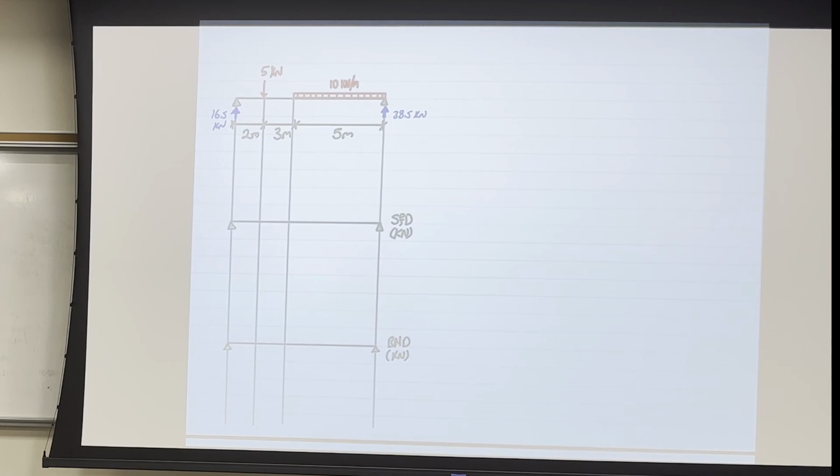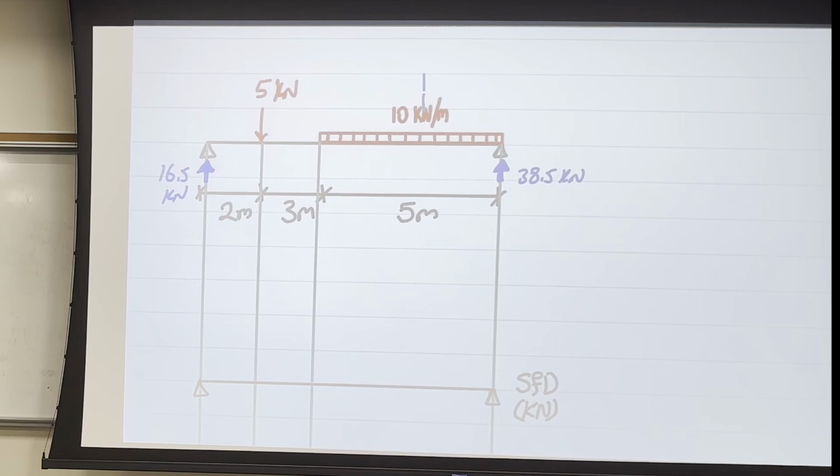At the beginning, let's convert this distributed load to a point load. And when we convert a distributed load to a point load, I want you to make it a dotted line like this to differentiate between a point load, which is solid, and a distributed load. So 10 times 5 here is 50 kilonewton. So I will go up by 16.5, and I'll move constant until the 5 kilonewton, and then 16.5 minus 5, that's 11.5. So I'll go down to 11.5, and then I'll move constant, and that's the beginning of the distributed load.